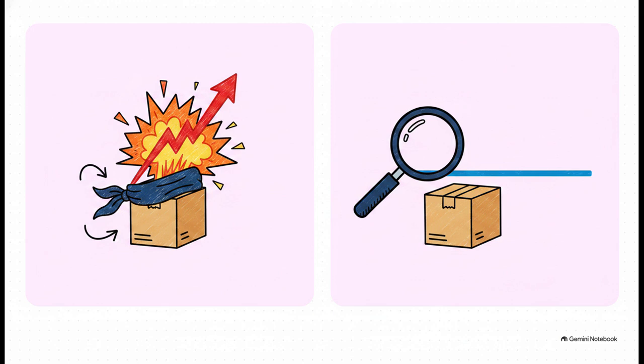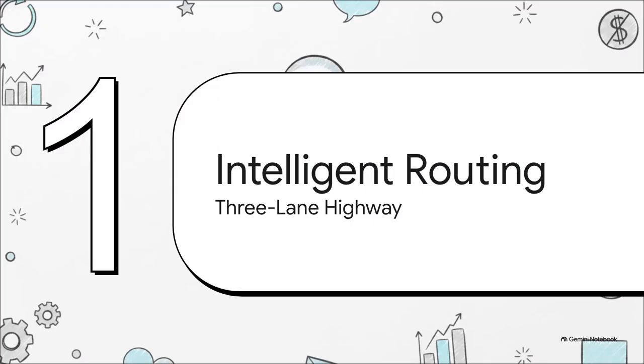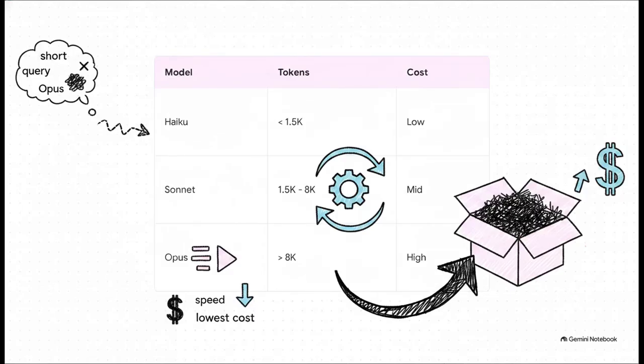Intelligent model routing, or what I like to call the 3-lane highway. Let's look at a real-world production example to see how we build this into a smart architecture. Imagine an API gateway receiving user queries of wildly varying lengths. Sending a tiny query to Opus? Way too expensive and totally wasteful. But sending a massive, complex block of text to Haiku, you're going to get really weak results.